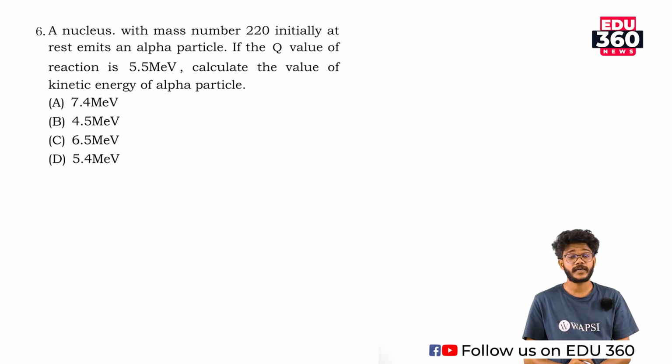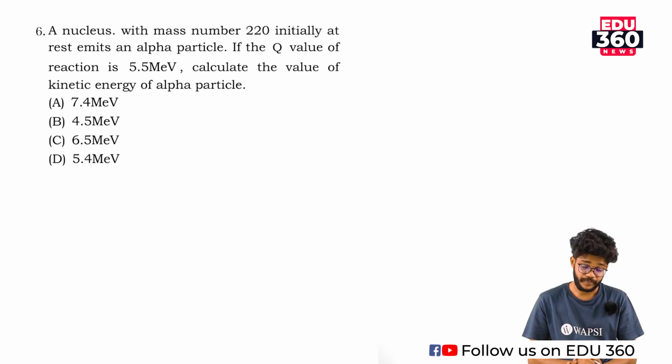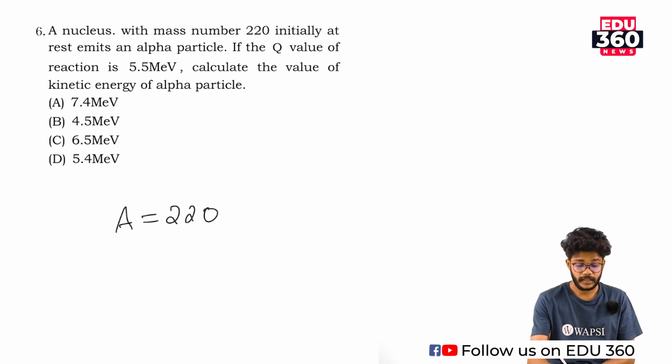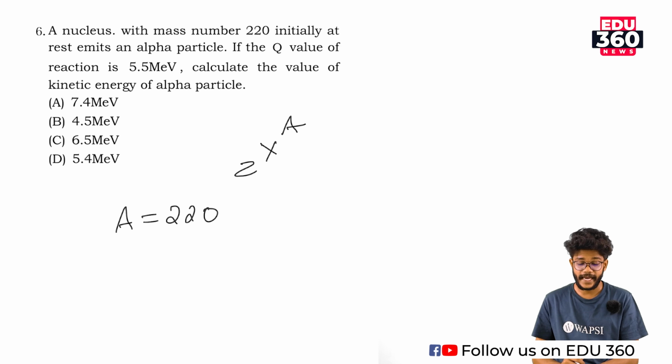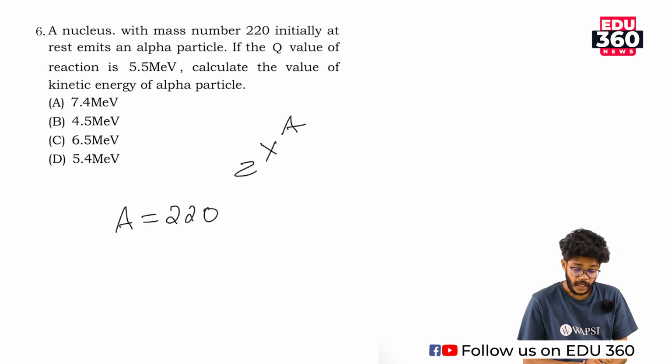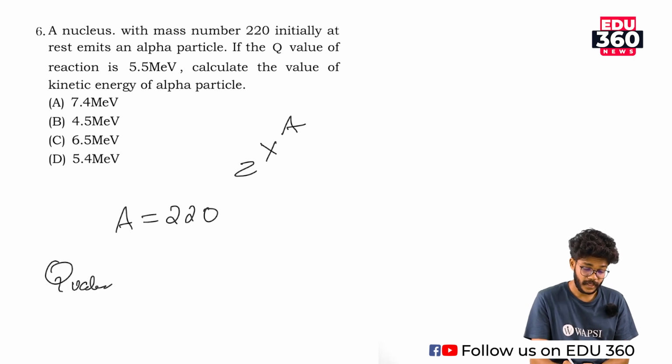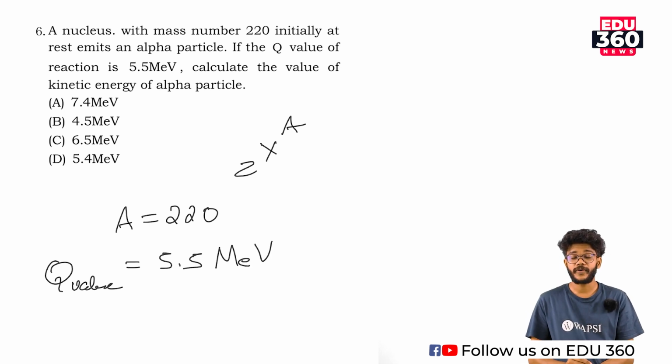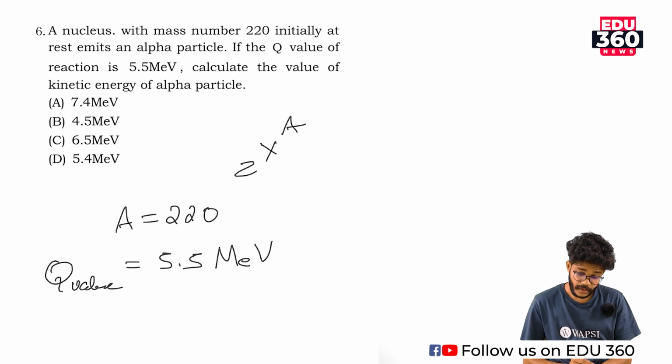Okay, with a mass number means what? A is given as 220. Mass number is A and atomic number is Z, and the normal representation of an atom is ZXA. Z is atomic number and A is mass number. X is the element. The Q value of the reaction is given: Q value is equal to 5.5 mega electron volt. Calculate the value of kinetic energy of alpha particle.